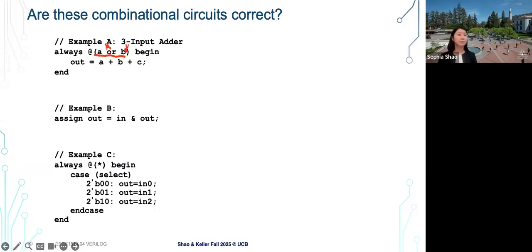So this probably would give you a latch. Yes, if you run into this, it's because you miss when C changes, so it doesn't do that.